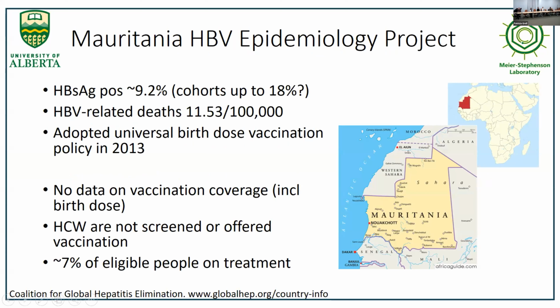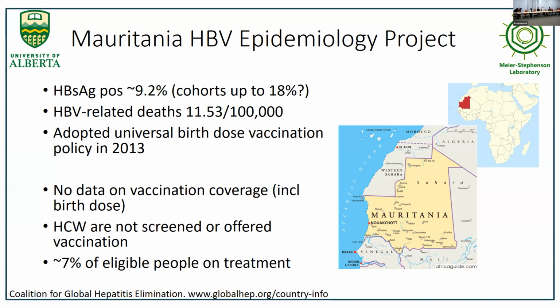In terms of positivity, the numbers are not really well documented or known, but we think it's probably about 9.2% of the population with chronic hepatitis B. In some cohorts, it goes up to even 18%, so they're looking at different populations for those that have been able to do studies. HBV-related deaths specifically are 11.5 per 100,000. In Canada, it's 1.1 per 100,000, just for comparison.